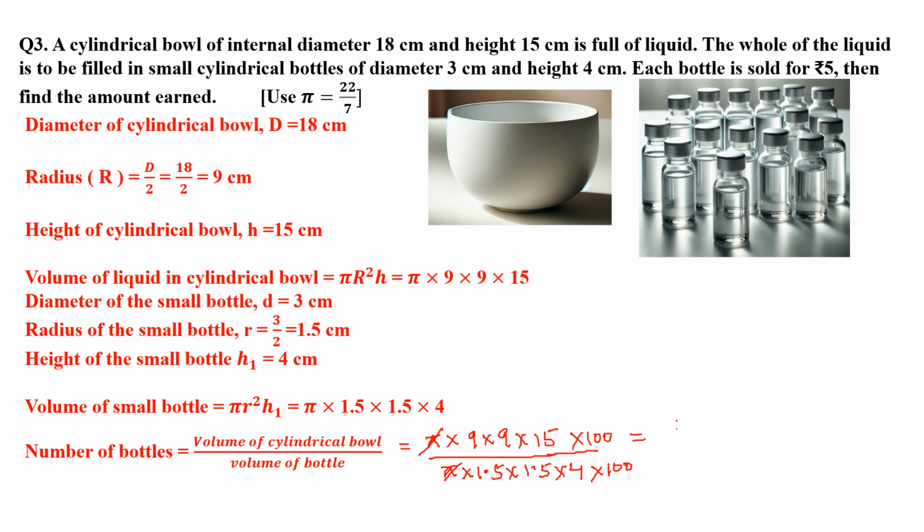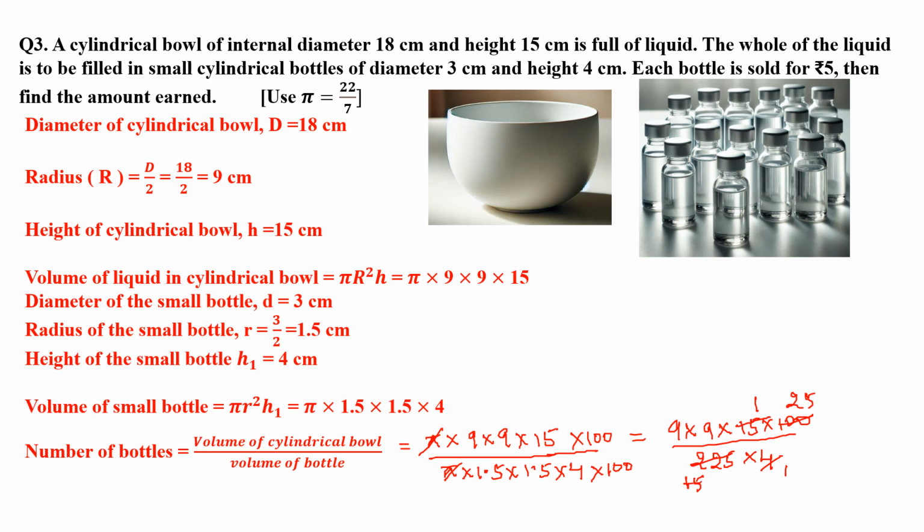So I will get here 9 into 9 into 15 into 100 divided by, now 1.5 into 1.5 is 2.25. That multiplied by 100 will give me 225 multiplied by 4. Now I have to reduce it. So 15 times 1, 15 times 15, because I know 15 square is 225. 4 times 1, 4 times 25.